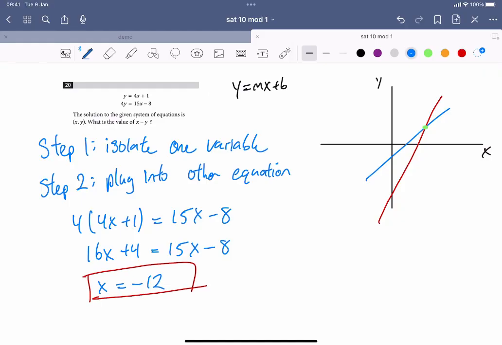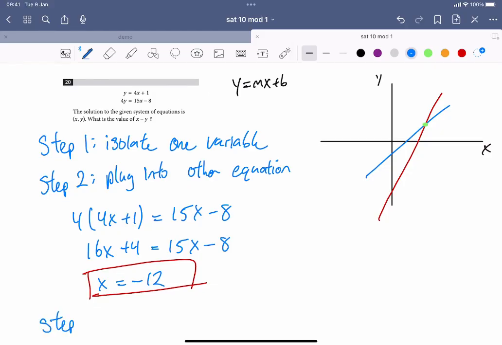Now step 3. Solve for the second variable. So all that means is that because we found x, we can plug this x back into either equation and we can find y. This works for either equation 1 or equation 2. But just looking at equation 1, it looks a bit more simple. So I will plug x equals negative 12 into that equation.